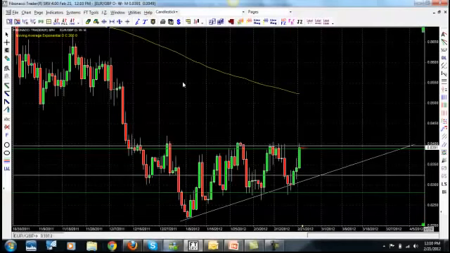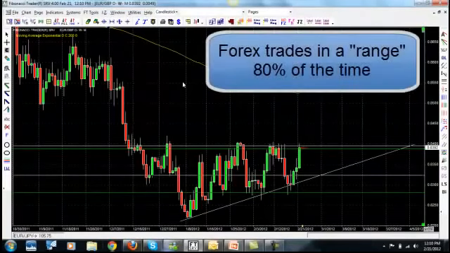Here's a concept you need to write down. This is non-scripted, guys. I'm just sitting here blabbing on a video to explain to you how this works, and this is something that's very, very important. So I'm going to say this slowly, I'm going to repeat it, and I want you to understand this. Currency pairs trade within a range 80% of the time.